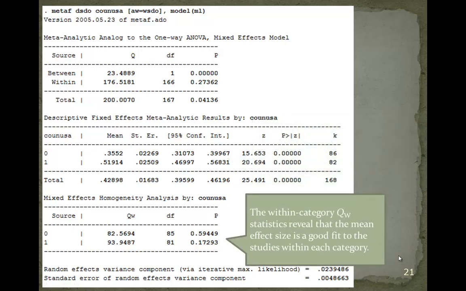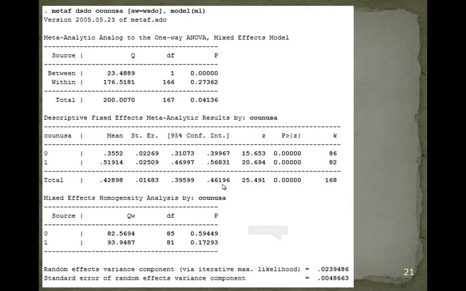The within category QW statistics reveal that the mean effect size is a good fit for the studies within each category. Again, I have reasons to doubt this calculation because when I do the mean ES within these 2 levels, I don't get exactly the same answer. So I think there's some problem with this macro. But this is how you would interpret the output, even if you can't trust it. I apologize about that. We need to troubleshoot this thing.